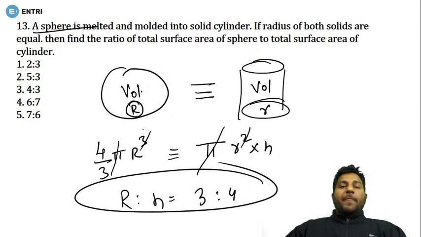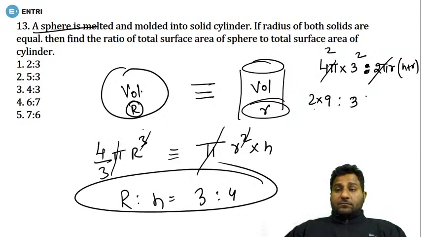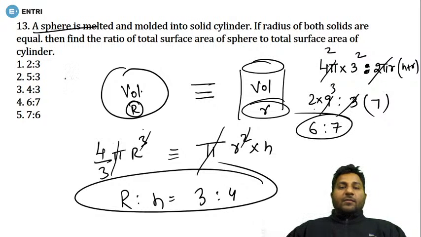So we have figured out. Now find the ratio of total surface area of sphere. So total surface area will be 4 pi r square, which means 3 square. And total surface area of cylinder would be what? 2 pi r into h plus r. Which means this 2 pi will be eliminated. 2 into 9 ratio what? R means 3. And h plus r will become 7. So we can easily find out 6:7. All right, I hope you all have got the concept.